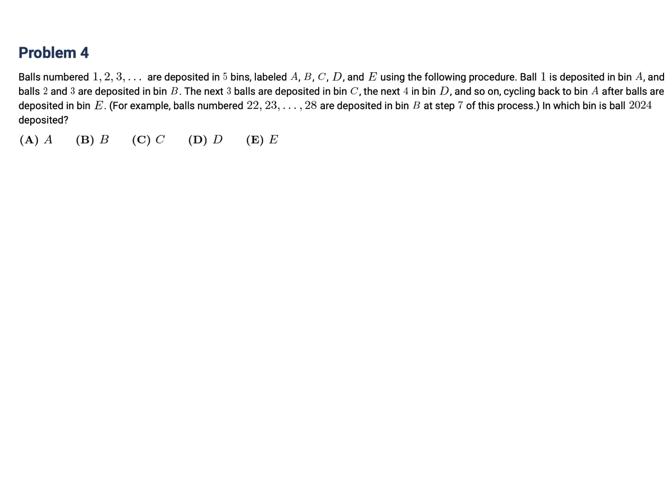Balls numbered 1, 2, 3, dot, dot, dot are deposited in 5 bins labeled A through E using the following procedure. Ball 1 is deposited in bin A, balls 2 and 3 in bin B, next 3 balls in bin C, next 4 in bin D, and so on, cycling back to bin A after balls are deposited in bin E. What bin is ball 2024? So let's understand this question. First, let's put the 5 bins, labeled A, B, C, D, E. And let's go through the process here.